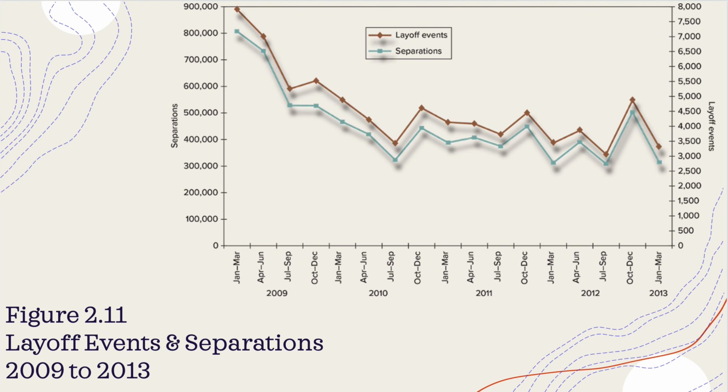Now, figure 2.11 is looking at layoff events and separations between the years of 2009 and 2013. The number of organizations undergoing downsizing increased significantly from the third to the fourth quarter of 2008. Although the trend had slowed down, layoffs are still significant, as you can see just even at 2013. And here we are years past that. We know that layoffs are still significant. In fact, some of the layoffs that we see in this chart were due to outright bankruptcies because organizations didn't have sustainable business models. And this is what triggered it.